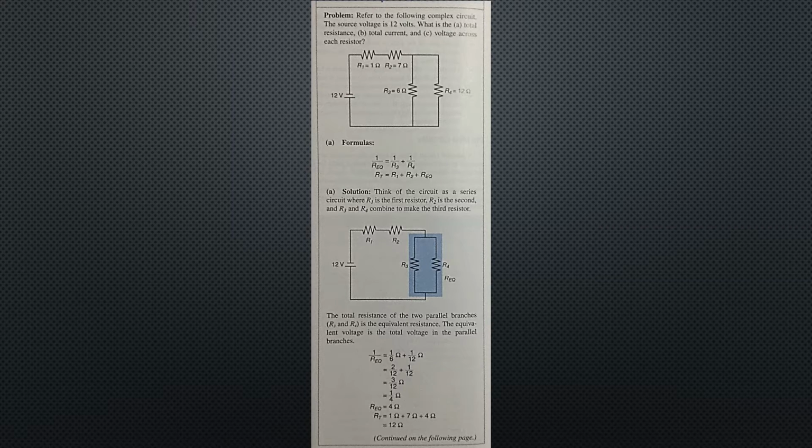For this problem, we use the formula 1 divided by the resistance at EQ, which equals 1 divided by R3 plus 1 divided by R4. And the other formula we use is the resistance total equals the resistance at 1 plus the resistance at 2 plus the resistance at EQ.